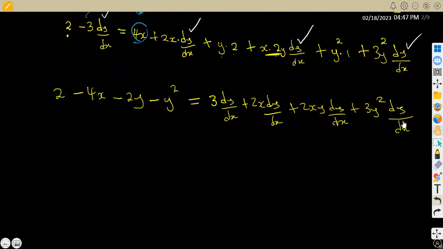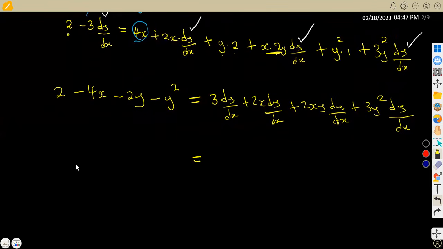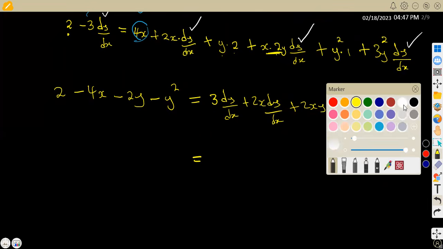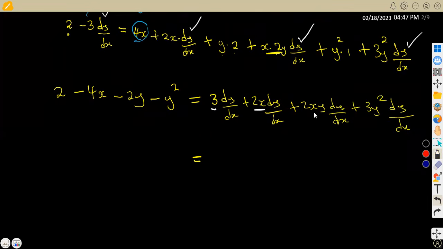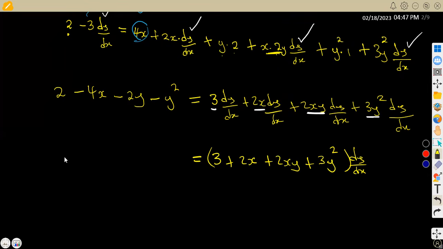So we know that dy dx is common throughout, so we can choose to factor out that dy dx so that we remain with the terms 3, 2x, 2xy, 3y squared. If you factor out, you're going to have 3 plus 2x plus 2xy plus 3y squared. Everything now is affected by dy dx, so you can factor it out, okay? This is equivalent to everything on the left-hand side, which is 2 minus 4x minus 2y minus y squared.